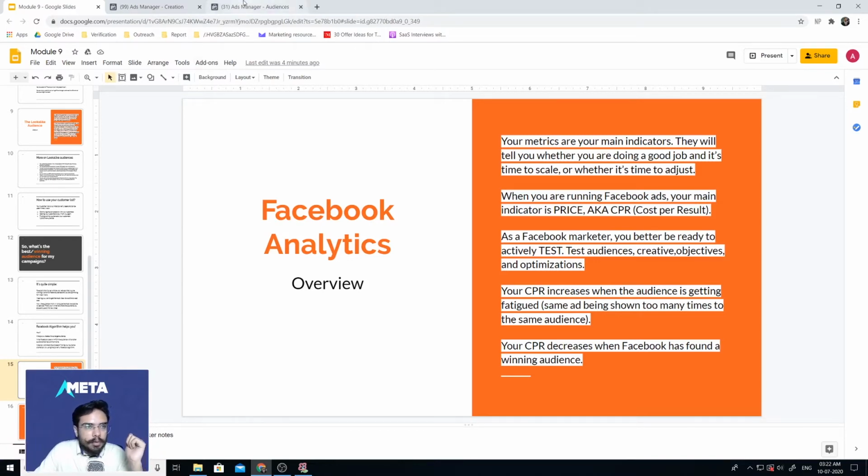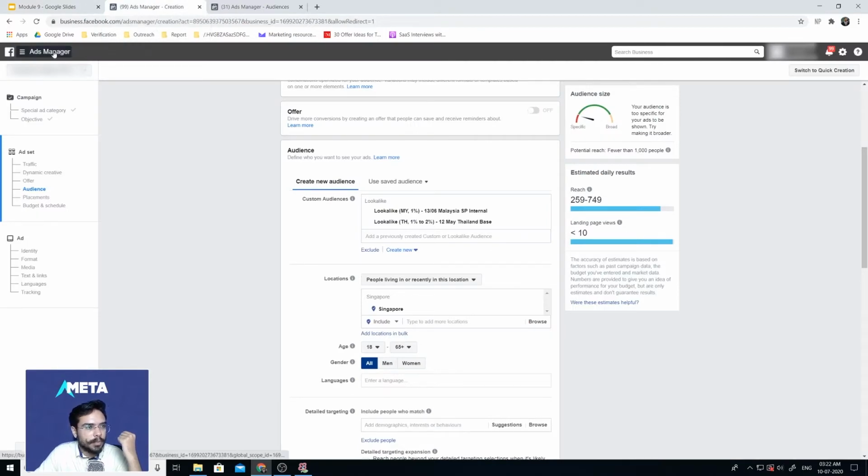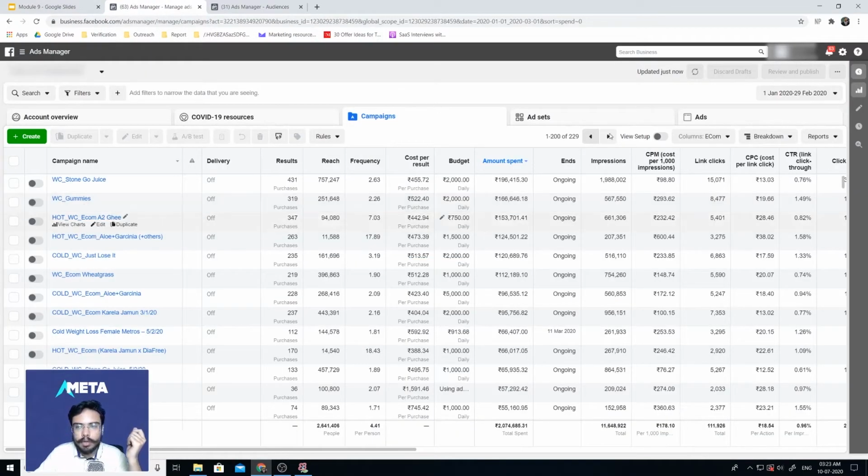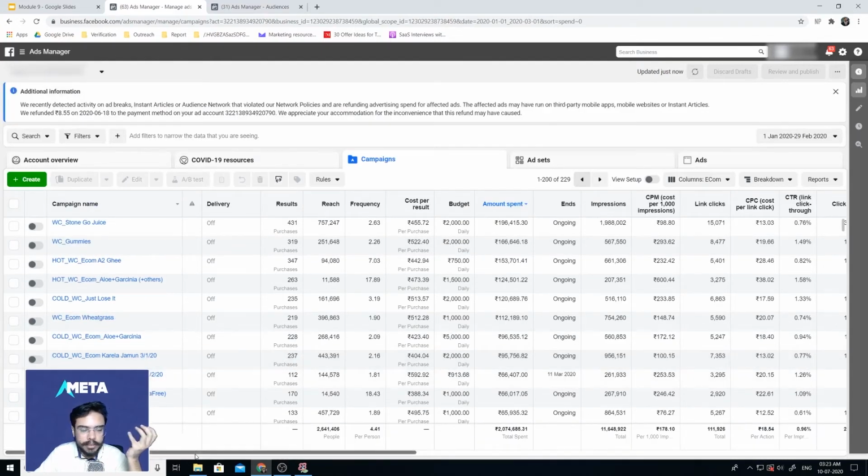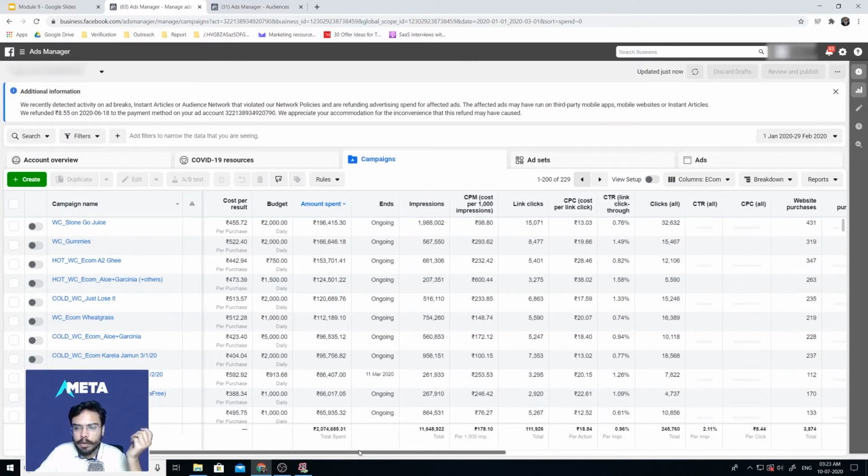Now, doing a slightly deeper dive into the analytics part of it. Let me open something for you. When you're picking up a campaign, you can find all of these metrics about your campaign. What was the link click cost? What was the click through rate?